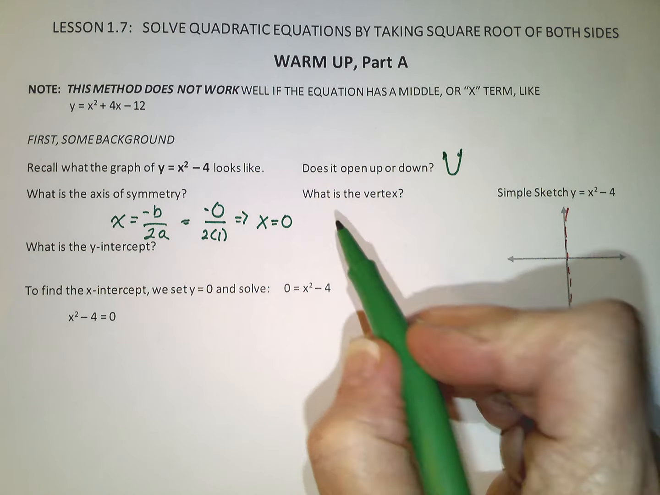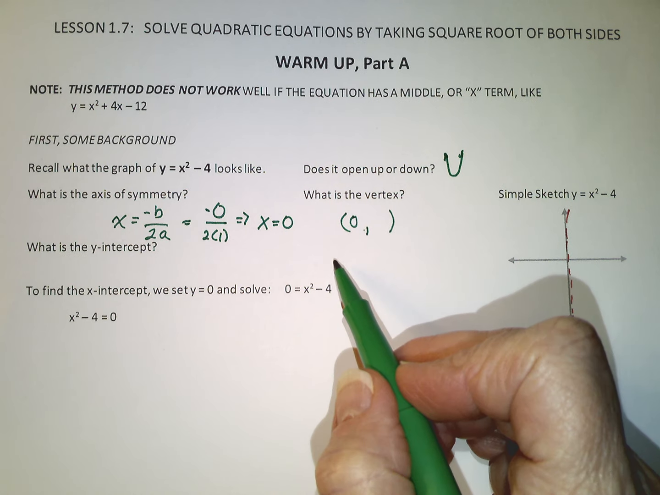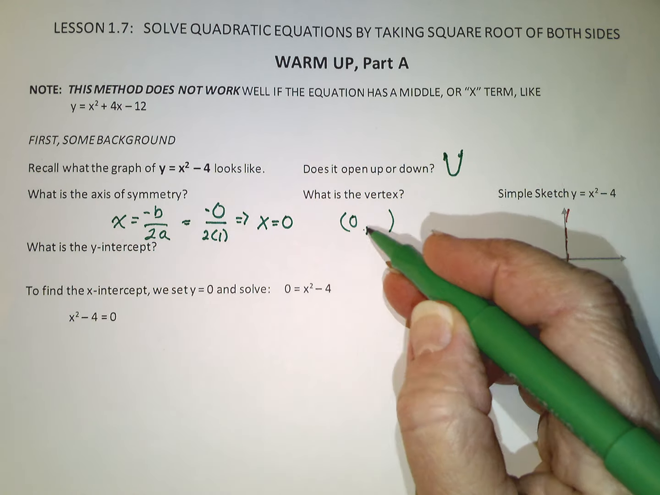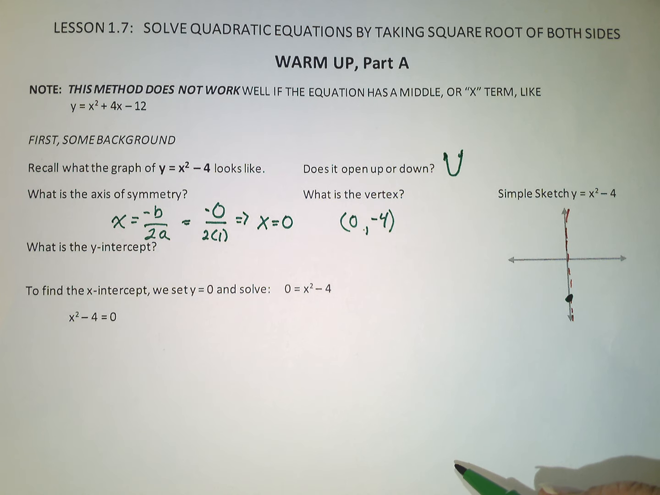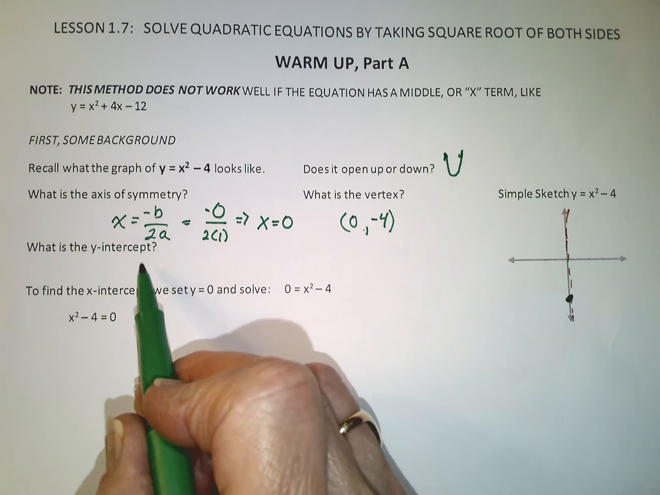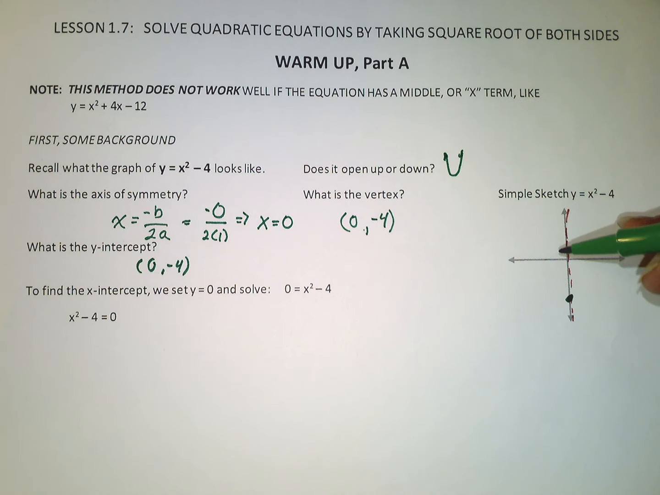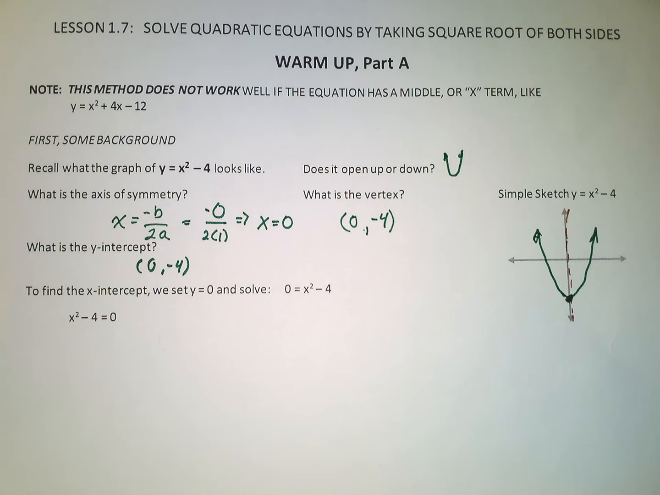The vertex. Well, we already have half of the vertex, x is 0. Then we could substitute 0 in the equation for x, and the y value is going to equal negative 4. Okay, so there's our vertex. What's the y-intercept? Well, that happens when x is 0, and we already know that that's negative 4. You said it opens up, so a simple sketch, sort of like that, a little wobbly, but that's our parabola.